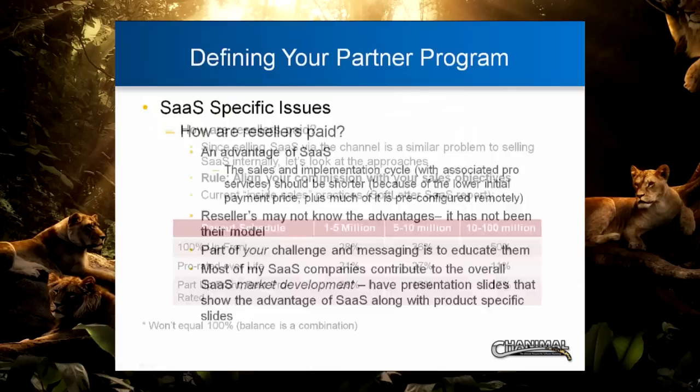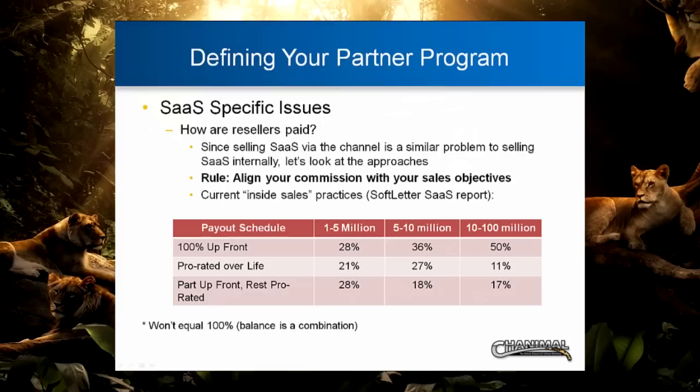Align your commission with your sales objectives. So take a look at this. Here's the payout schedule. Typically on a $1 to $5 million company, they pay 25% of it up front. So let's say your commission is $1,000 for a $10,000 product. You might get $250 up front. The rest of it might be parsed out over the rest of the year or over the entire life.